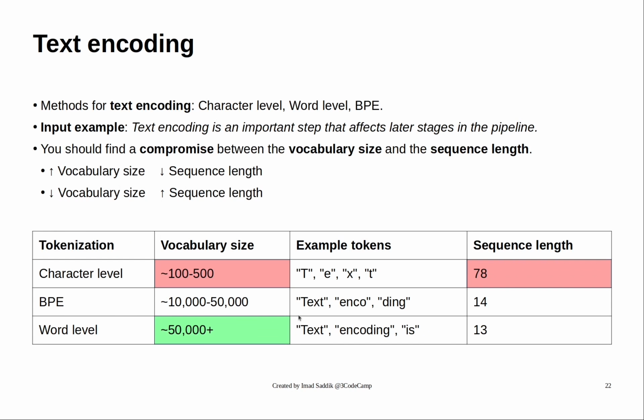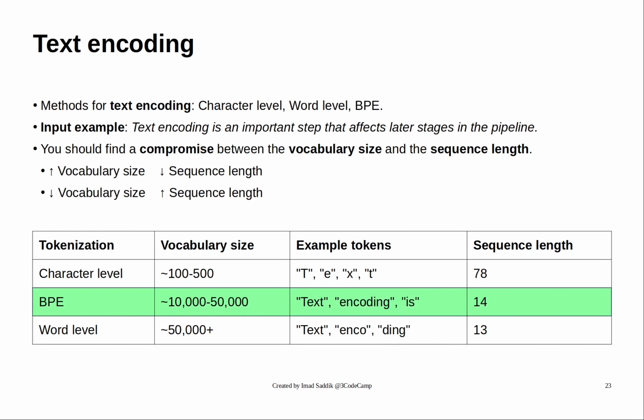On the other hand, the word level encoder uses a very big vocabulary. This is good because the sequence length now is small, but the problem is that this is computationally expensive to run because you will have very big matrices. It will slow down the training significantly. This leaves us with the BPE algorithm. The great thing about it is that we can control the size of the vocabulary based on our hardware and the data we work with.